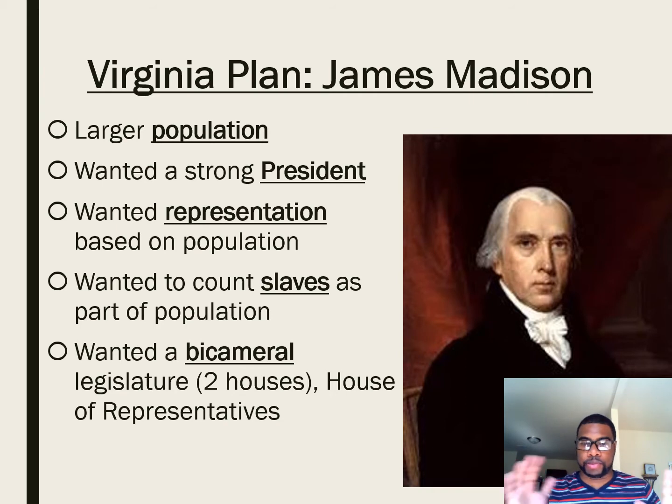All right, we have two plans. The first plan that was introduced in the Continental Congress was the Virginia Plan, created by James Madison. This favored a large population. They wanted a strong president. They wanted representation based on the population. They wanted to count slaves as part of the population. And they wanted a bicameral legislature, which means two houses, the House of Representatives and the Senate, of course.